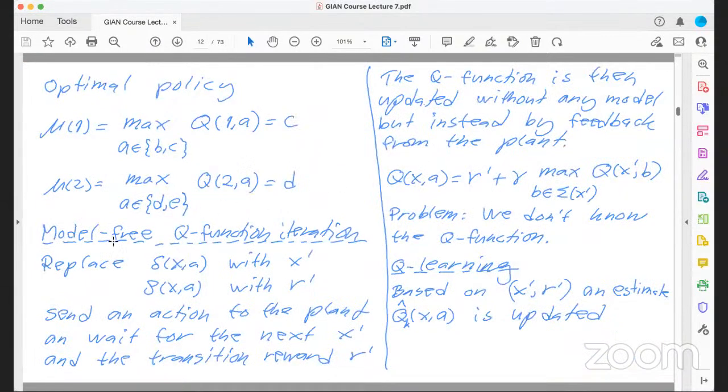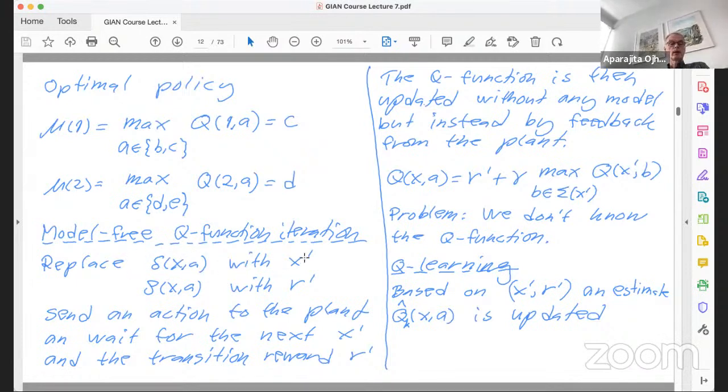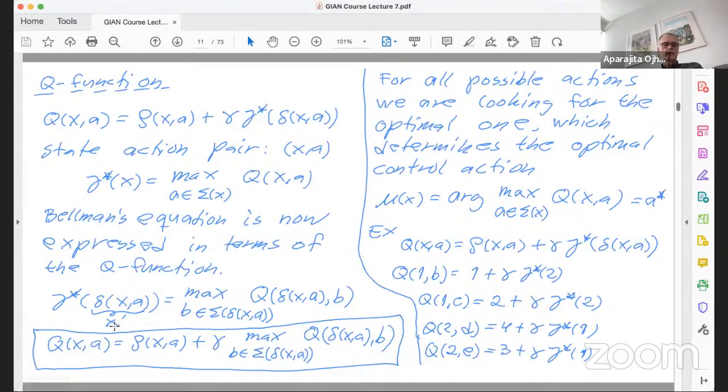So the model-free Q function iteration is simply achieved by replacing the delta function, which is the model, with a measurement from the real plant, from the real process of the next state. And that means that we need to choose an action A and look at which next state do we get, and also which immediate reward do we get at the next state. So this prime means next state and next reward. So what we do is that we send an action to the plant and wait for the next state and the next transition reward. And then we should update this Q function, which we have here.